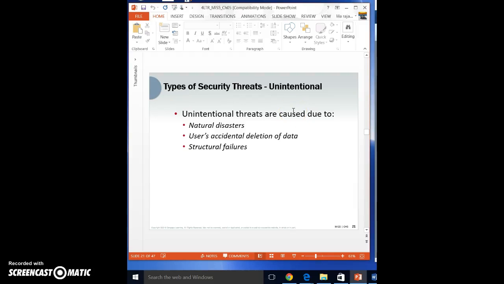Now let's look at a type of security threats that are unintentional. Unintentional threats can be caused by natural disaster, sometimes a user accidentally deleting certain data, and structural failure.